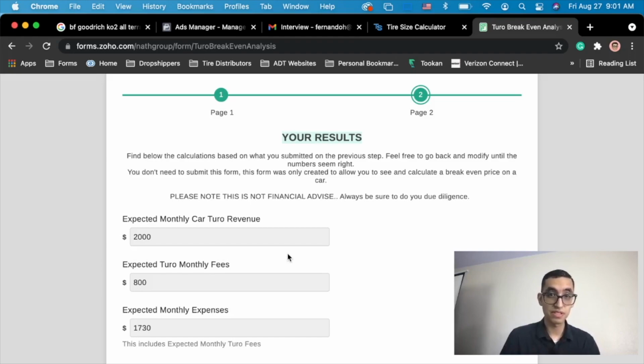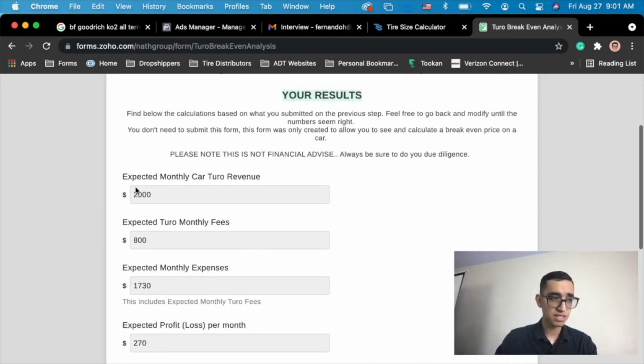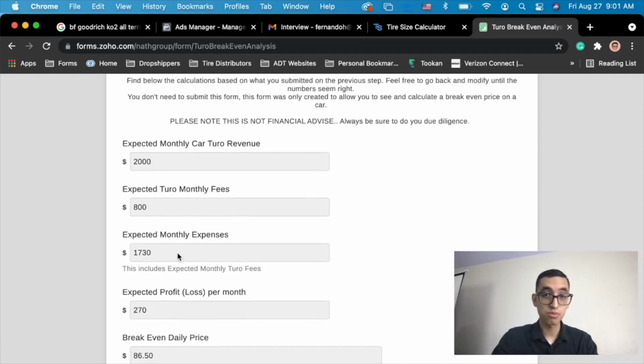There's a lot of different scenarios that this obviously doesn't cover, but it's a great way for you to start. So in this case, it's calculating for you how much estimated monthly Turo revenue you're going to get, $2,000. How much Turo fees based on your Turo plan. So Turo plan, in this case, it's going to take $800 out of our pocket. How much expenses we're expecting.